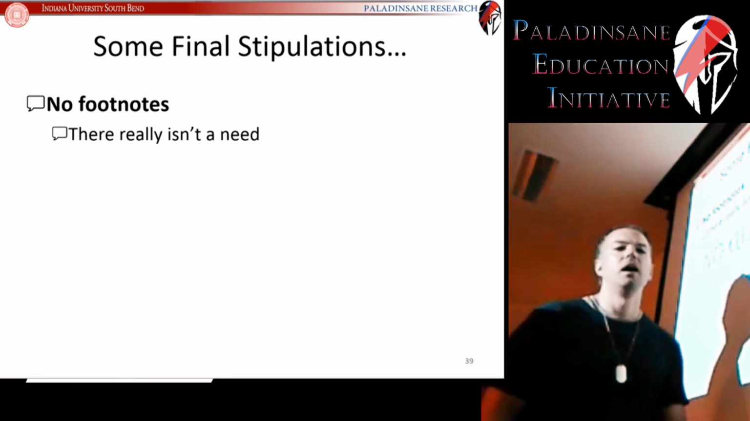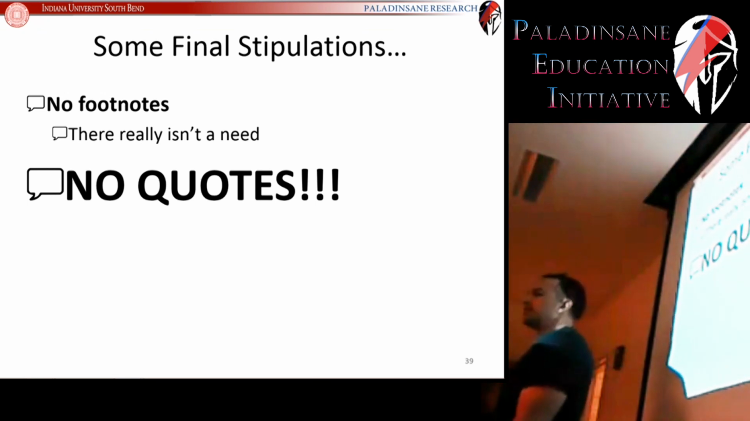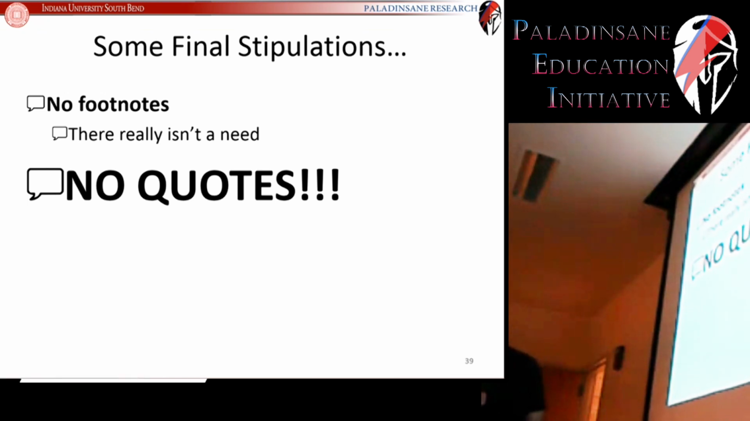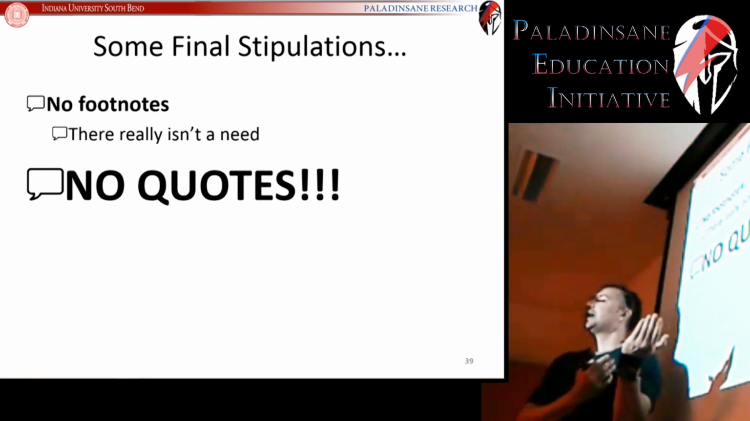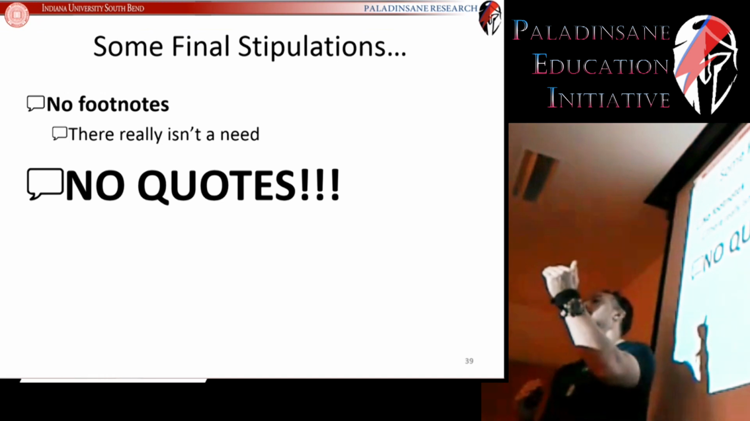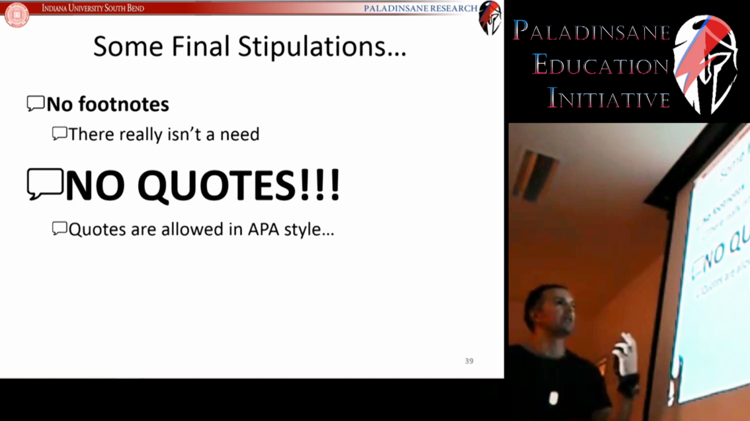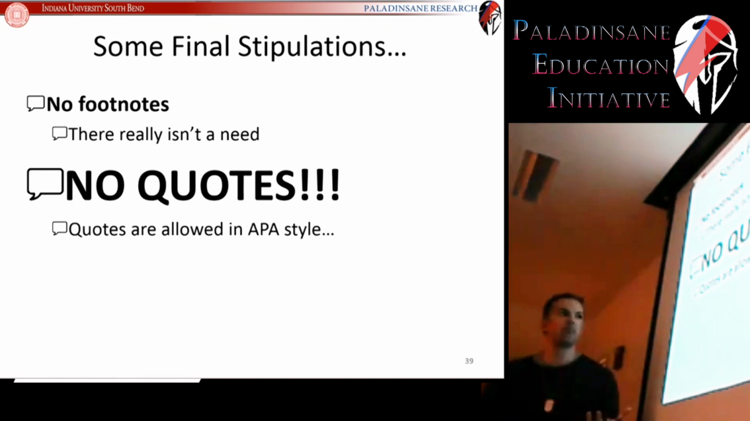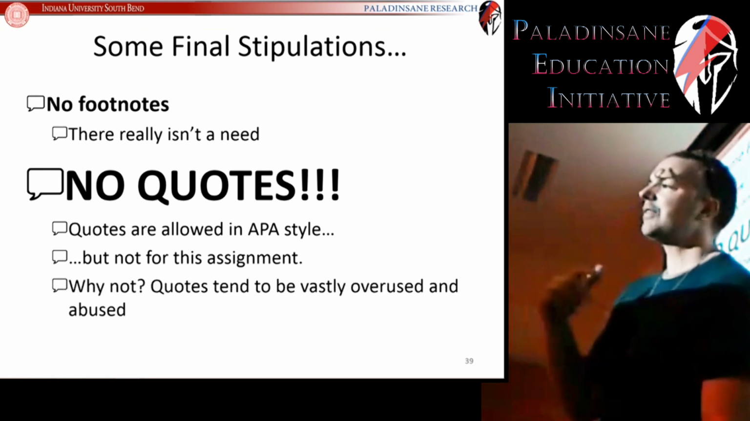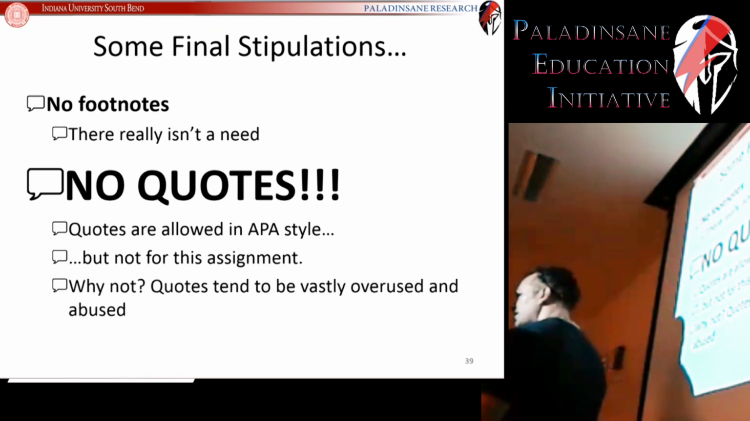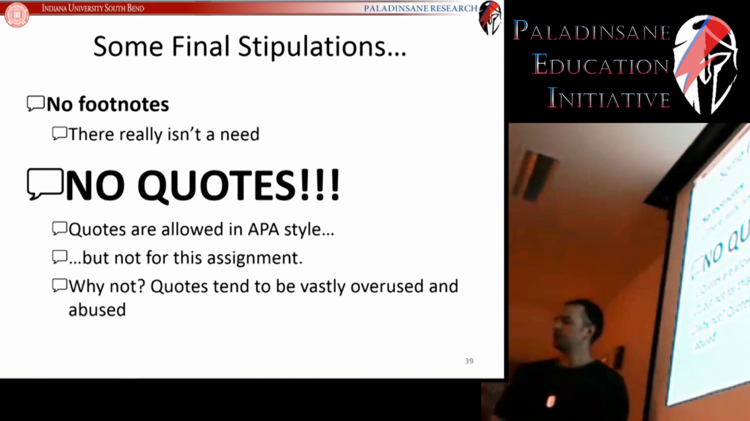The big one, I am not allowing quotes for your research paper. Absolutely no quotes whatsoever. And much like footnotes, quotes are allowed in APA style. You'll see entire sections on how to quote properly in APA style. The reason I don't allow quotes is because even though they're allowed in APA style, they're not allowed for this assignment because in the past, not everybody, but some students have just vastly overused and abused their use of quotes.